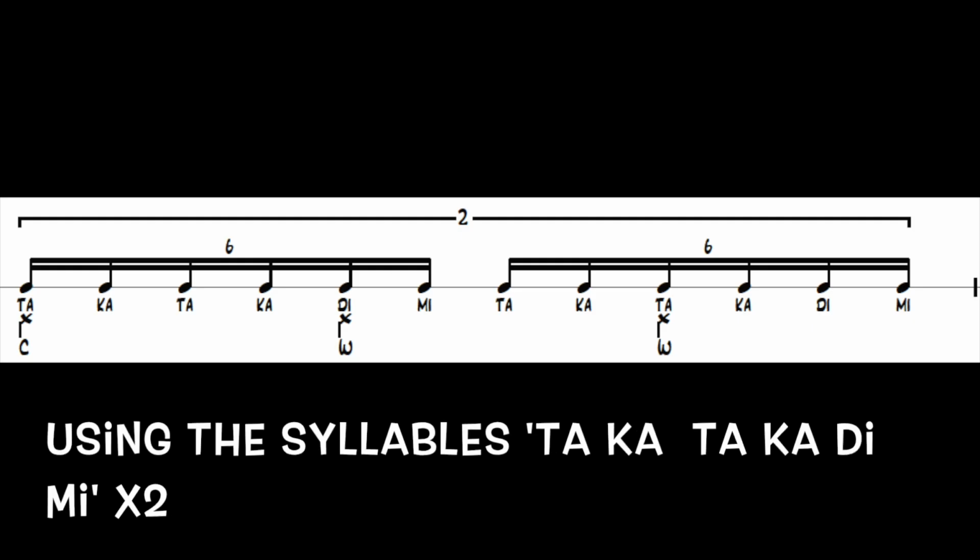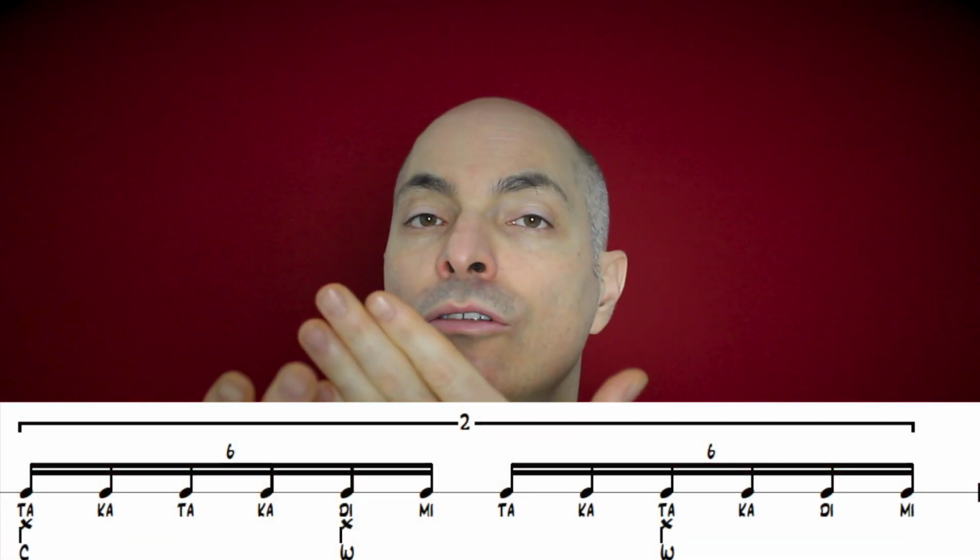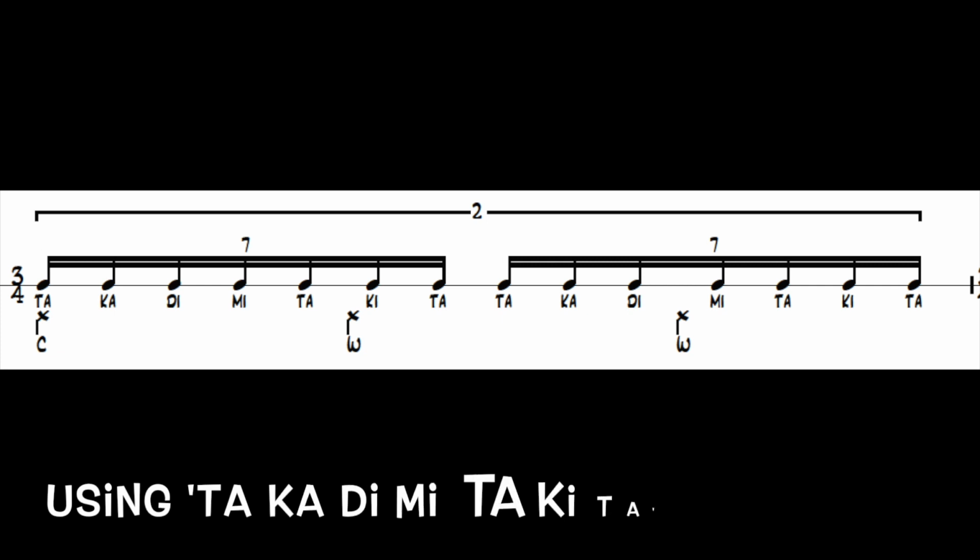Next, we will have a nested tuplet of 6, which will sound like this. 1, 2, 3. Taka, taka, dimmi, taka, taka, dimmi, taka, taka, dimmi, taka, taka, dimmi, ta. And then a nested tuplet of 7, which means that we will have 14 subdivisions per beat.